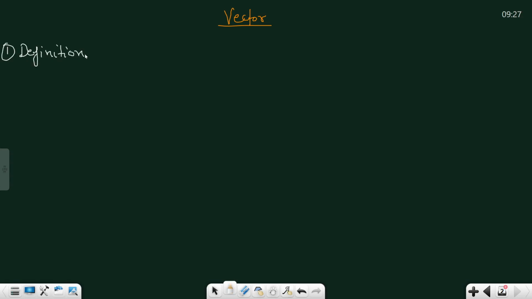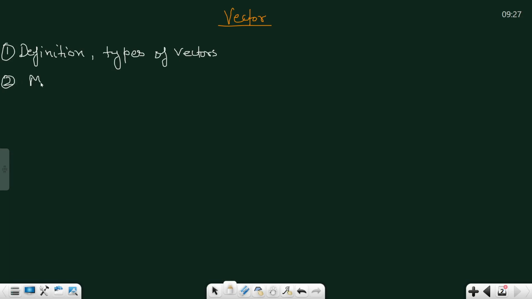Definition and types. Is there any lag with the screen? Any lag? Yes, sir. Types of vectors. अभी सही हो जाएगा. Types of vector and definition.